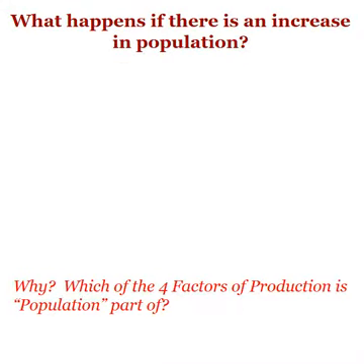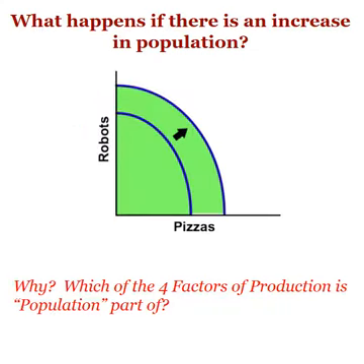Now let's go ahead and check your work. So the scenario was that there was an increase in population. Would that affect robots or pizzas or both? And if so, would it make you able to produce more or less of each of those goods? So an increase in population affects both. If you have more people, you can produce both more robots and more pizzas. So both lines shift outward, and you have to have an arrow showing.